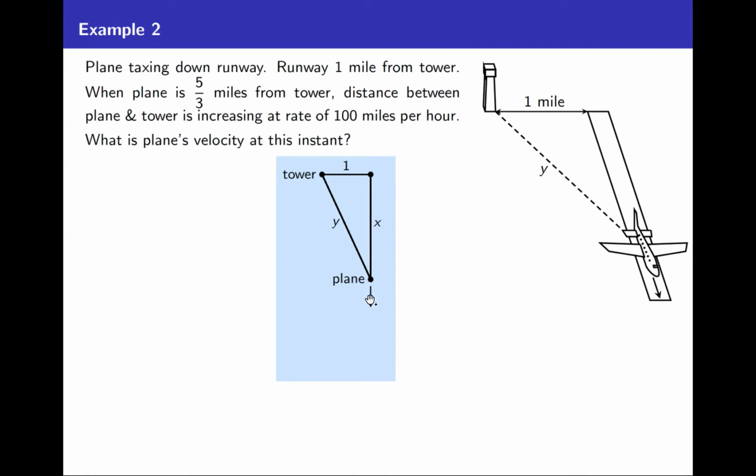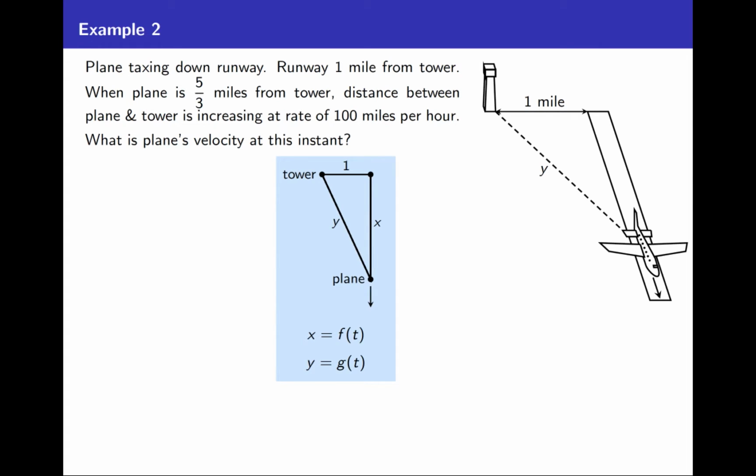As the plane goes down the runway, the quantities y and x change. Those distances change. They increase with t. So this x, it's a function of time. And the distance y between plane and tower, that changes with time t also. So y is equal to g of t. So we have this dynamic picture involved.